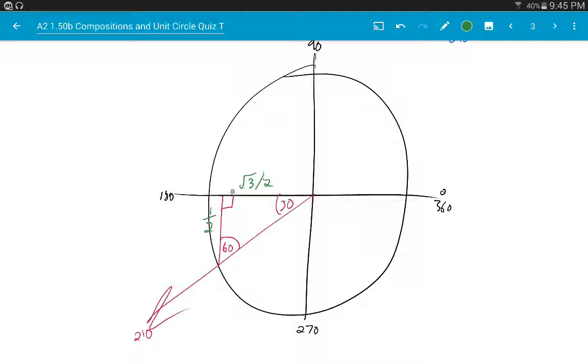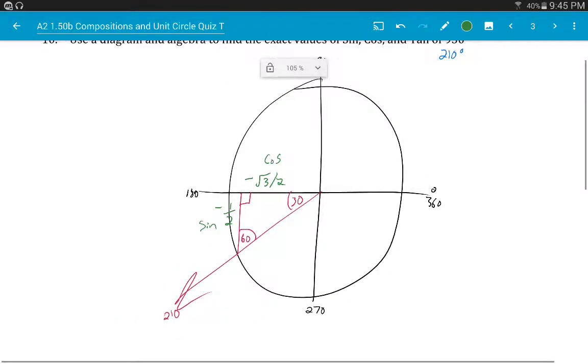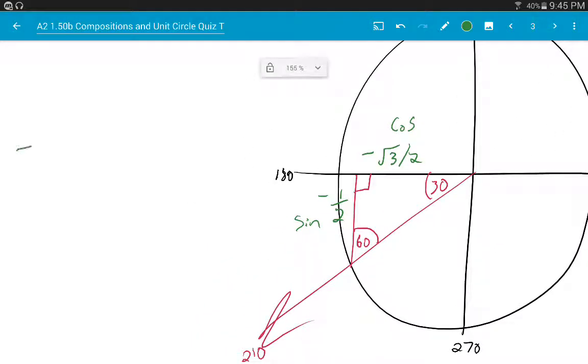Now, this is to the left, so this is negative. This is down, so it's also negative. This is cosine, the base. This is sine, the height. So I already have cosine and sine. The only thing that I still need is tangent. Tangent is equal to sine over cosine.